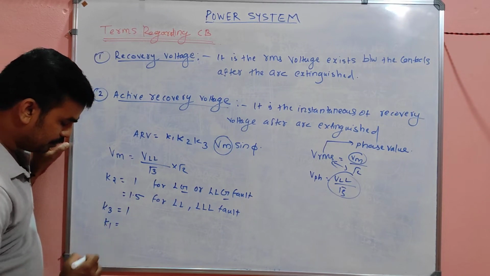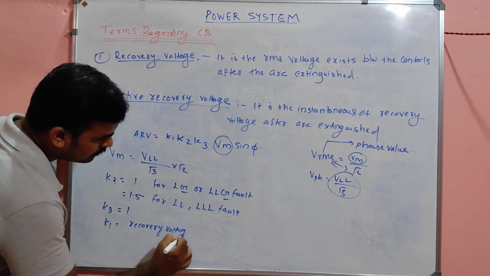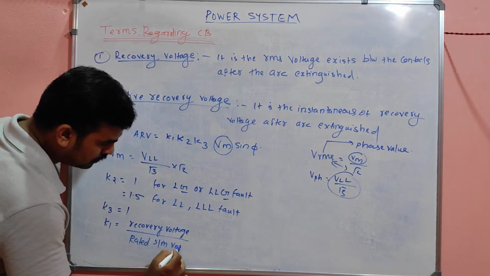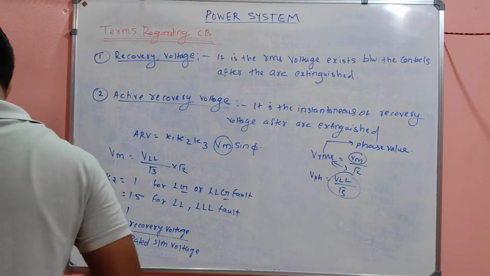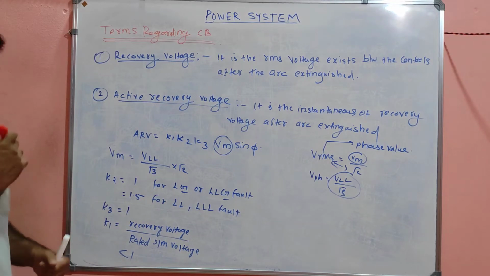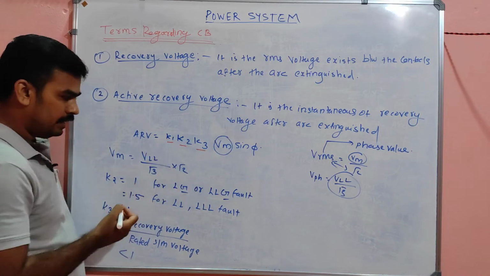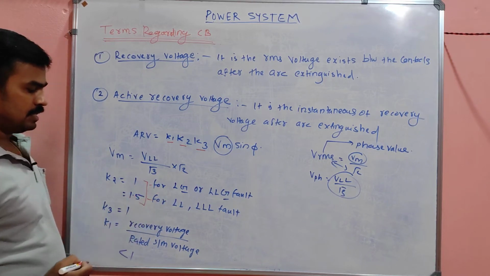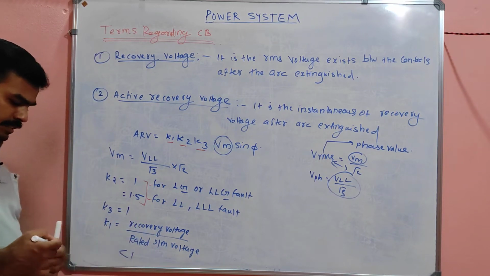And K1 will be equal to recovery voltage divided by rated system voltage, and its value will always be less than 1. So these are the three constants we face for active recovery voltage: some constant K1, K2 and K3, where K2 is equal to 1 and 1.5, and K3 will mostly be 1. K1 will be recovery voltage by rated system voltage.